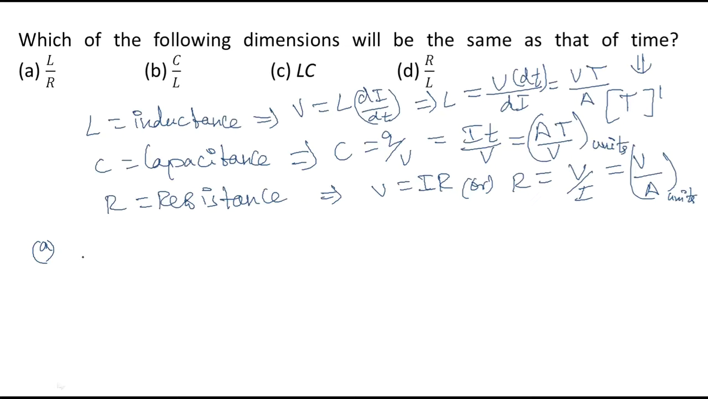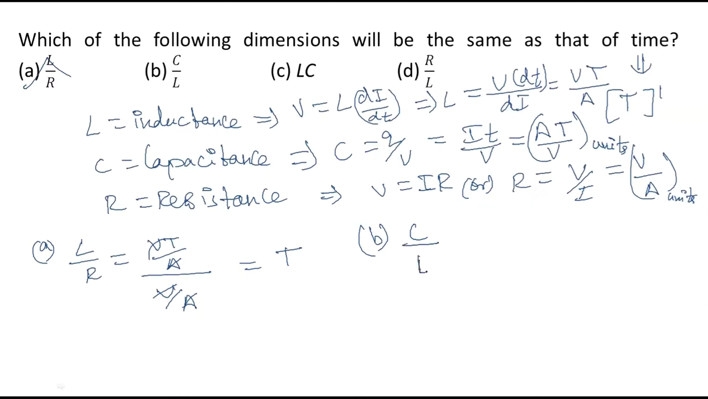So for the first option, L by R. L is nothing but V t by ampere. R is nothing but V by ampere. Volt and ampere get cancelled, then T is time. So it's T. This is the answer. We can substitute in others also. C by L. C is nothing but A T by V. L is nothing but V T by A, so it is A square T by V square T. There will be no time in the second option.